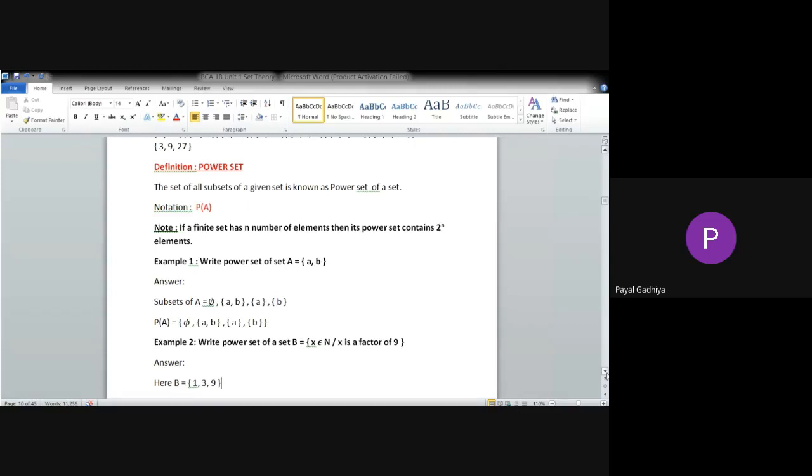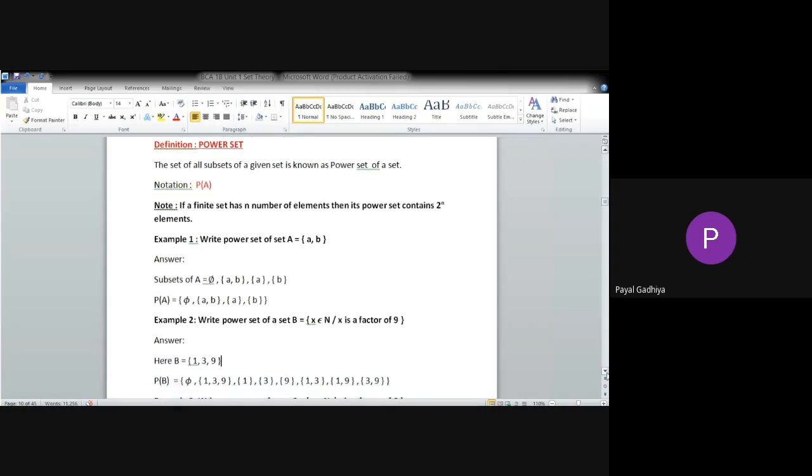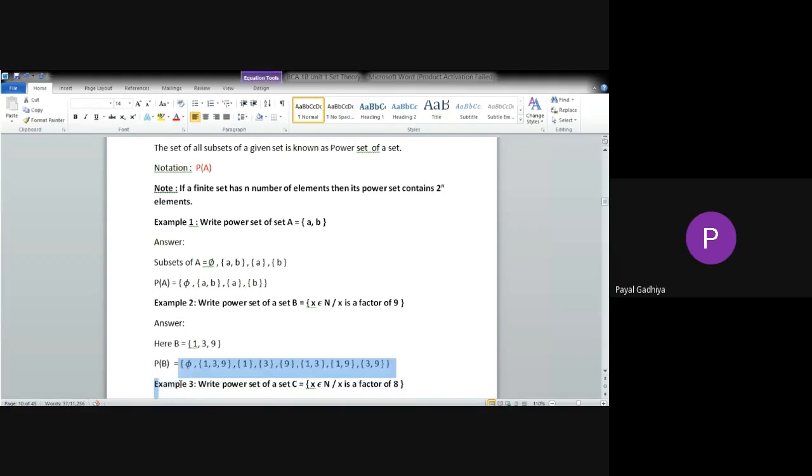So this is what we call a power set. So the power set will be a set of all the subsets. See, this is the power set.